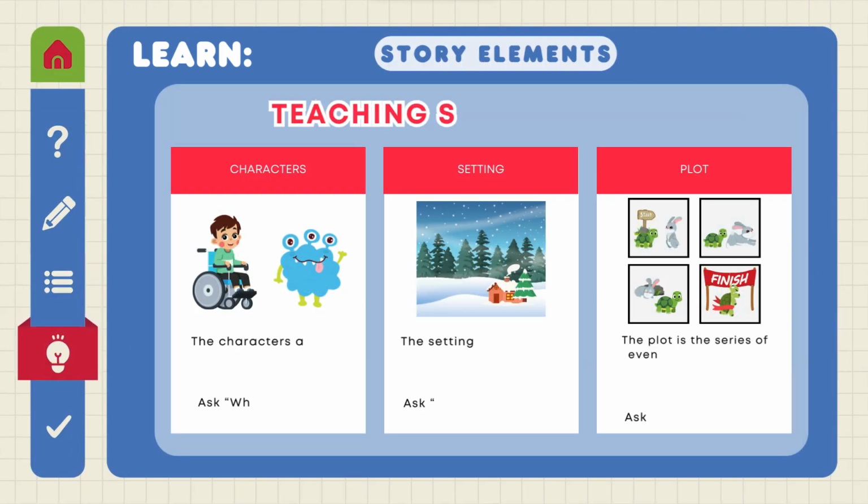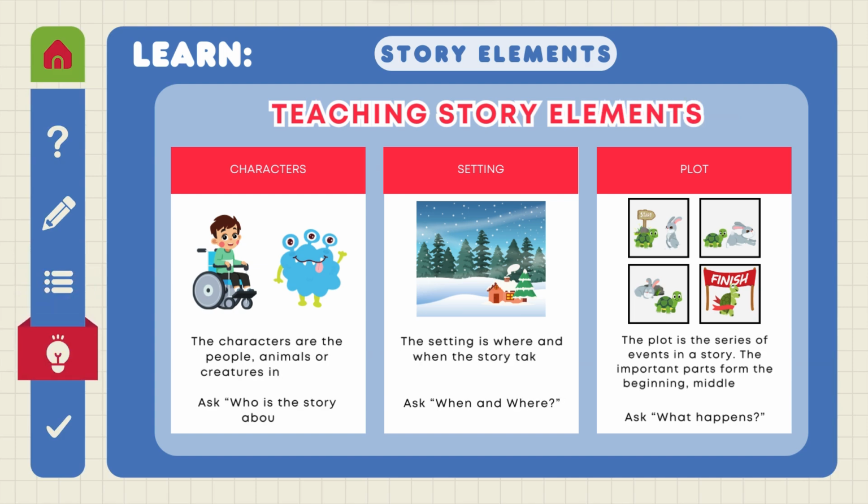Here are teaching story elements: characters, setting, and plot. For characters, the characters are the people, animals, or creatures in a story. We ask, who is the story about? For setting, the setting is where and when the story takes place. We ask, when and where. For plot, the plot is a series of events in a story. The important parts form the beginning, middle, and end. We ask, what happens?